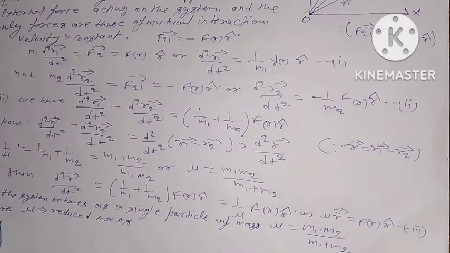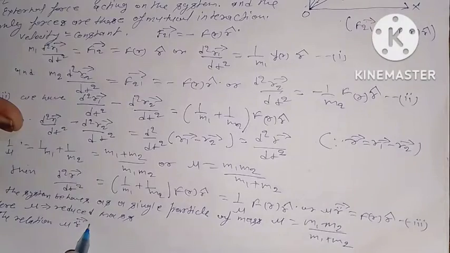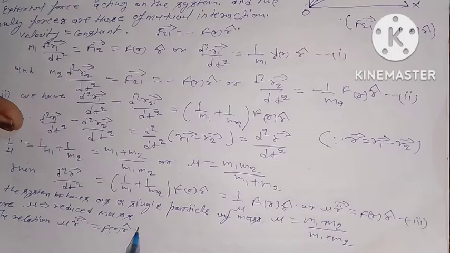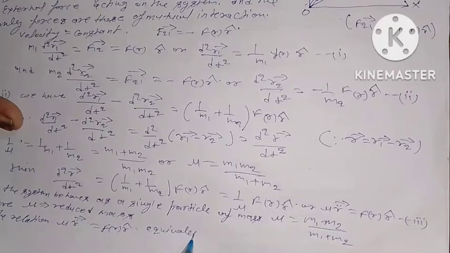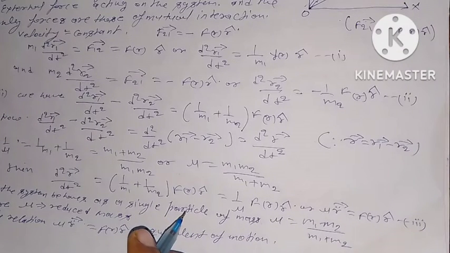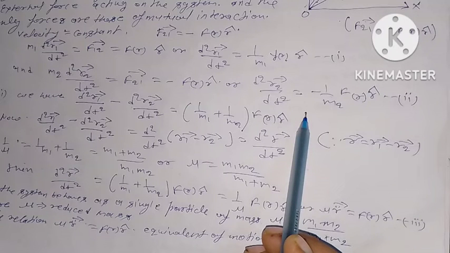The relation mu d square r vector upon dt square equal to f(r) unit vector r gives the equation of motion of a particle having mass equal to the reduced mass mu at a vector distance r from one of the particles to the other. And so the two separate equations of motion, first and second, have been reduced to a single equation involving reduced mass.